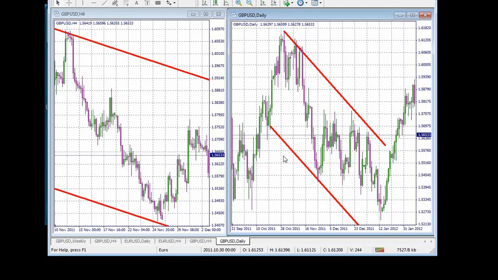The routine is to open the simple charts like this one, like those two that I have, and to make the analysis. And after that, I'm looking at the charts with indicators.